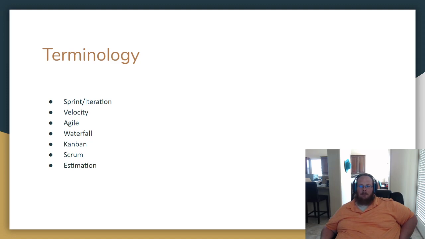Kanban is a way of work assignment. Think of it like a conveyor belt of work. Say you work in a factory. If you have a conveyor belt of work that's coming to you all the time, you're basically doing Kanban. It's just a steady flow and influx of work.